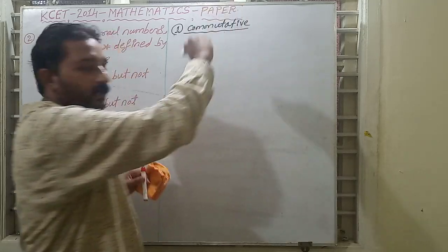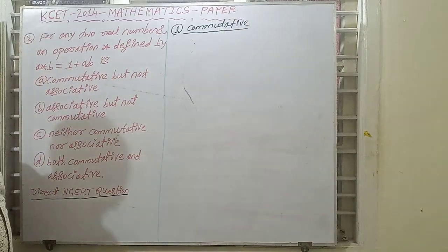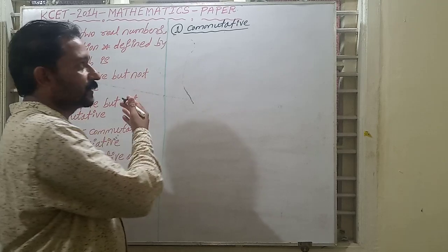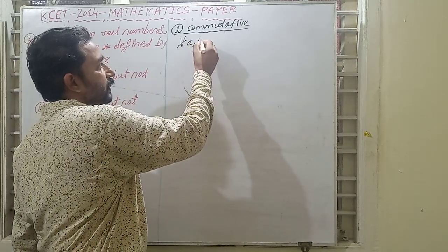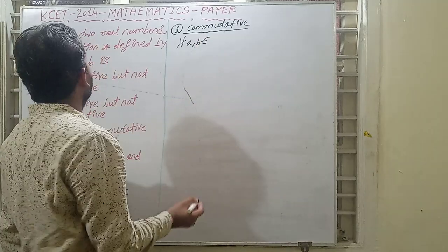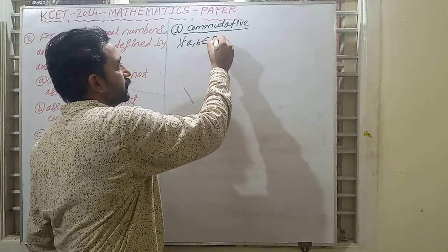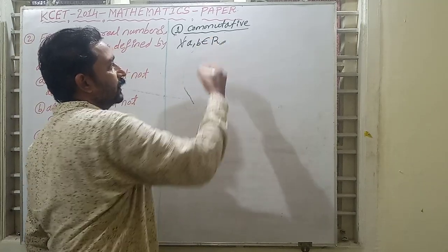So now, for commutative, we usually take two real numbers. It is commutative. Yes, it is commutative. So for all a, b, where a and b are real numbers, belonging to the real numbers, because this operation is defined on the set of real numbers.